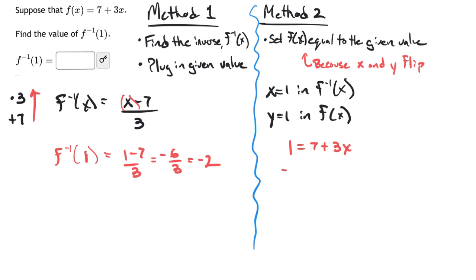So you'd subtract 7 on both sides, so you'd have negative 6 is equal to 3x, and you divide by 3, and you get x equals negative 2. And so both of those methods give you negative 2 as your solution. One is actually going about finding the inverse, and one is using what we know about inverses to help us. Depending upon the difficulty of the function that you're given, you might choose one method over the other to help you get your solution.